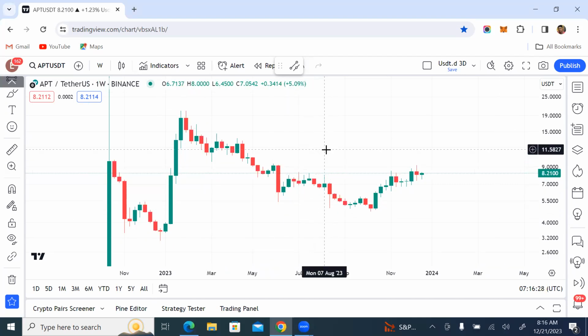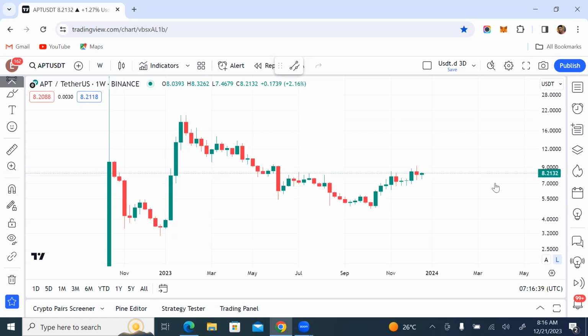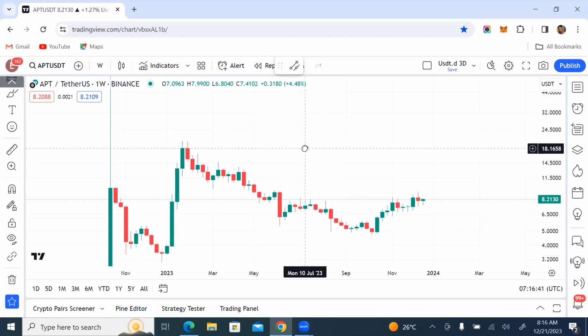Now, the very first thing you want to do is pick a coin, go on to TradingView right here. As you can see, this is APT USDT, Aptos, right? So after doing that, you want to plot your key levels on the weekly time frame now.